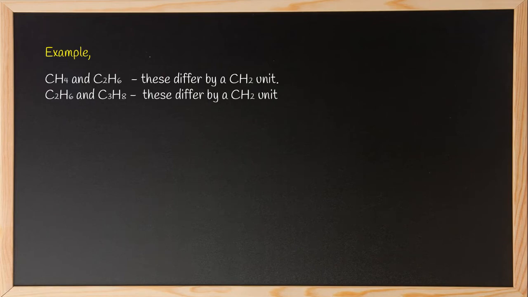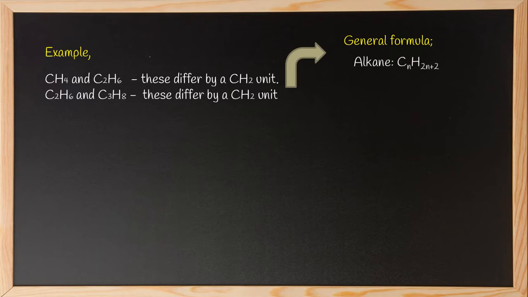Now let us check out something very interesting. Initially we thought of alkanes, alkenes and alkynes. Alkanes are saturated ones and alkenes and alkynes are unsaturated ones. For all these, a general formula is given. For an alkane, the general formula is CnH2n+2. So let us take an example.